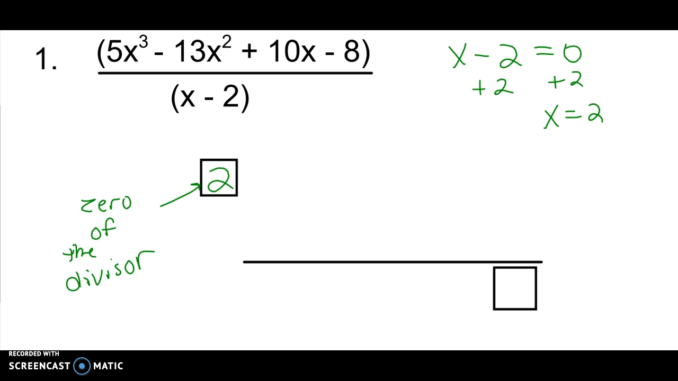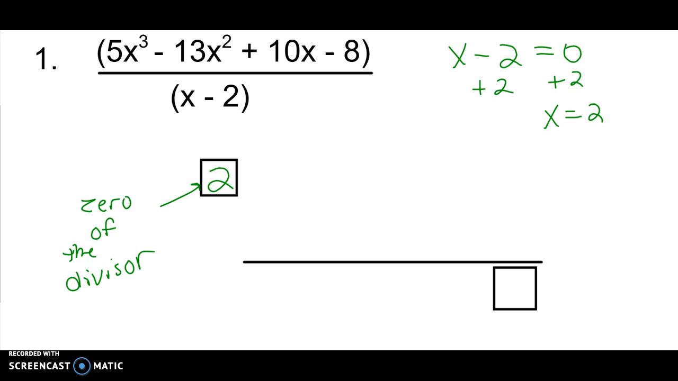So if we were dividing by x plus 4, what would go in the box? 4. Nope. Negative 4. If I was dividing by x minus 8, what would go in the box? Positive 8. If I was dividing by x minus 3,000, what would go in the box? Positive 3,000. Okay? The numbers that go after the box are the coefficients.